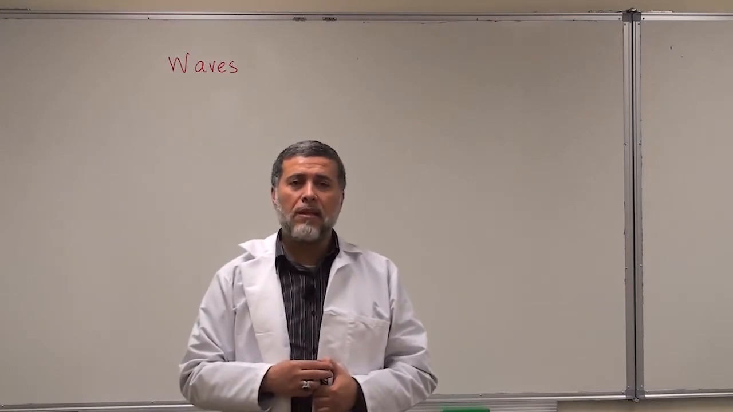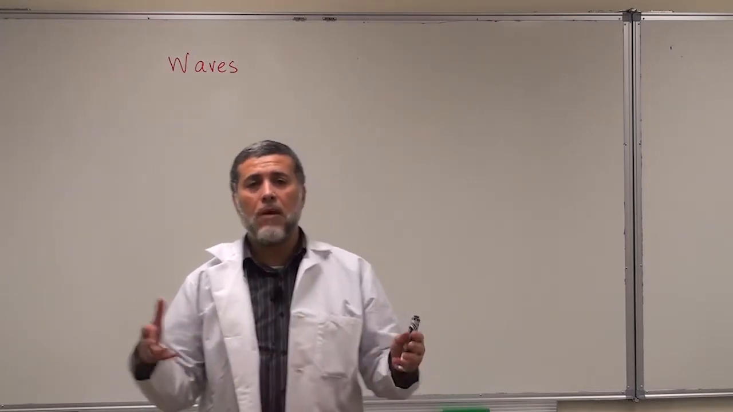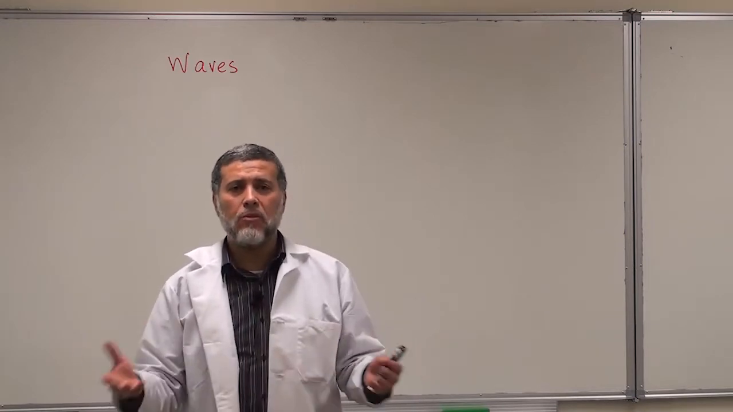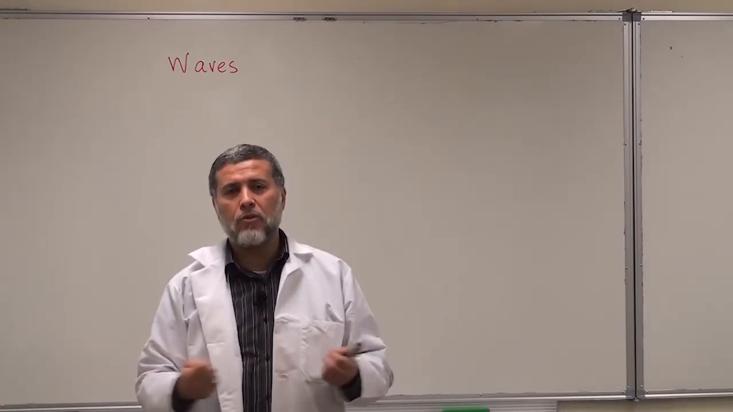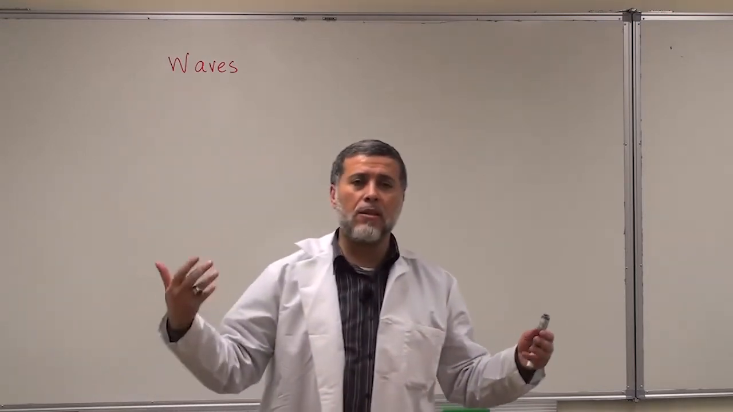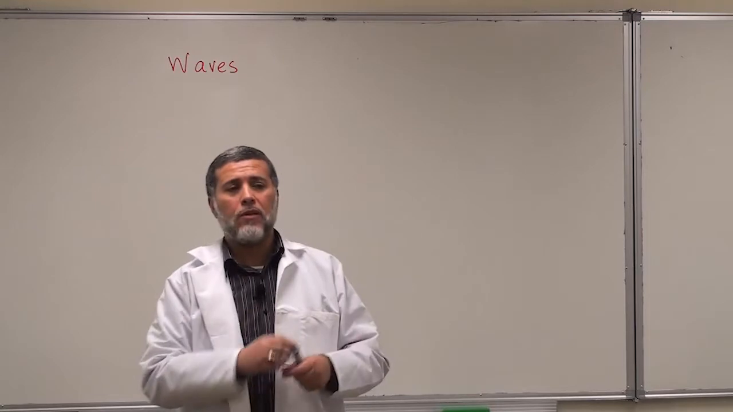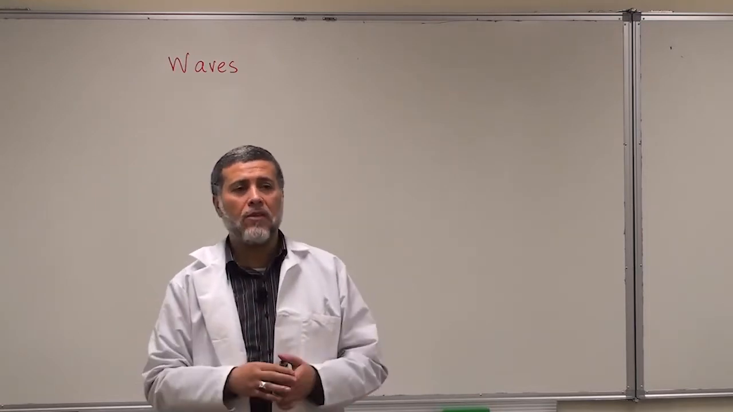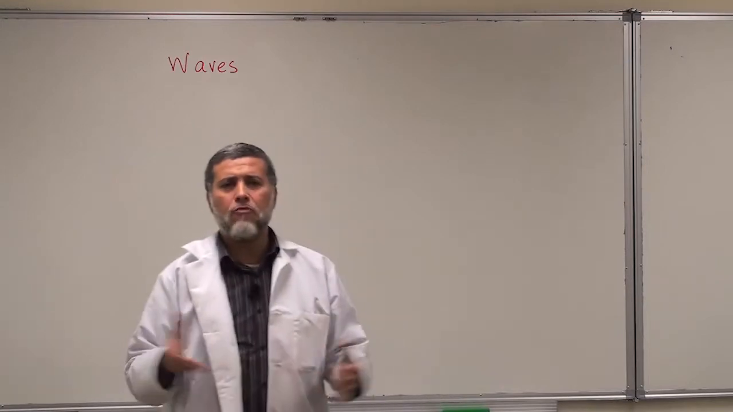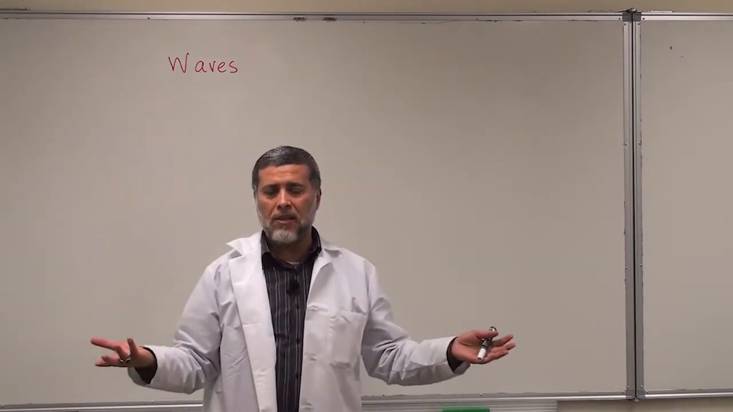It is known that mechanical waves need a medium to propagate or to move. You need a medium to produce a wave. First of all, you need the source of the disturbance, and you need a medium where this disturbance is going to move. That's for mechanical waves. Let me give you an example of a mechanical wave. A mechanical wave will be a sound wave. Sound wave is a mechanical wave.